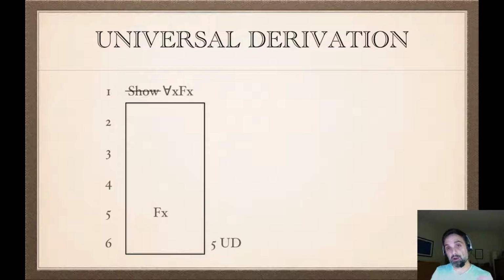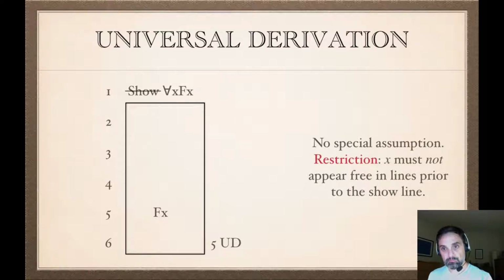So if we have "show for all x Fx" as a show line, then we get the instance, and we're good to go. Now, the instance has to match with the variable. So if it was for all y Fy, then we'd have to get Fy. So what we get is just remove the universal quantifier from what we're trying to show and get exactly that.